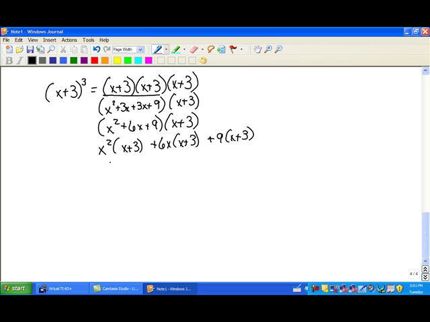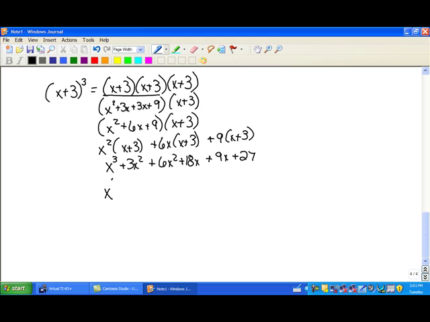So x squared times x will give us x to the third power. X squared times 3 will give us a positive 3x squared. 6x times x will give us a positive 6x squared. 6x times 3 will give us a positive 18x. 9 times x will give us a positive 9x. And 9 times 3 will give us a positive 27.